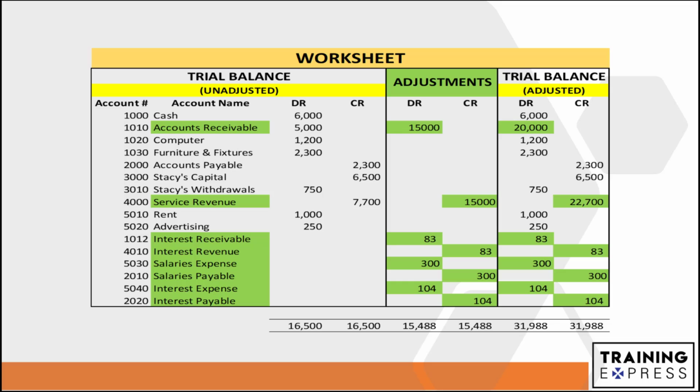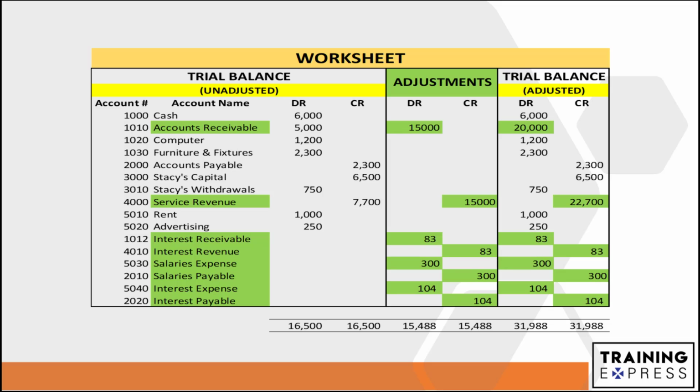Rent and advertising expense has no adjusting entry, so we will leave them as it is, and we will take their balance of $1,000 and $250 respectively. The last few accounts have got adjustments, so we will be taking them in the adjusting trial balance as it is. You can see interest receivable debit 83, so you will see there 83. Interest revenue credit 83, and you will see 83 in the credit column. And so is the case with salaries expense, salaries payable, interest expense, and interest payable.